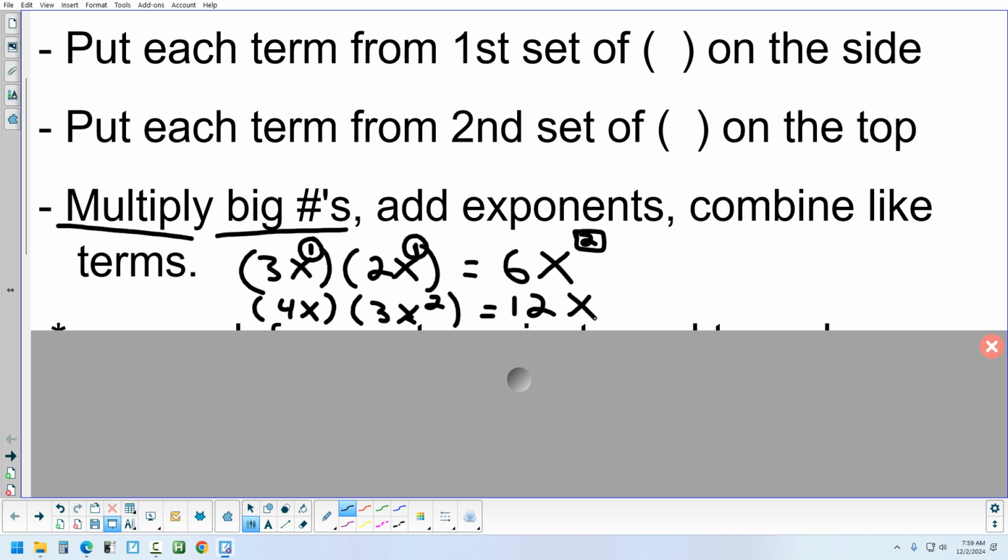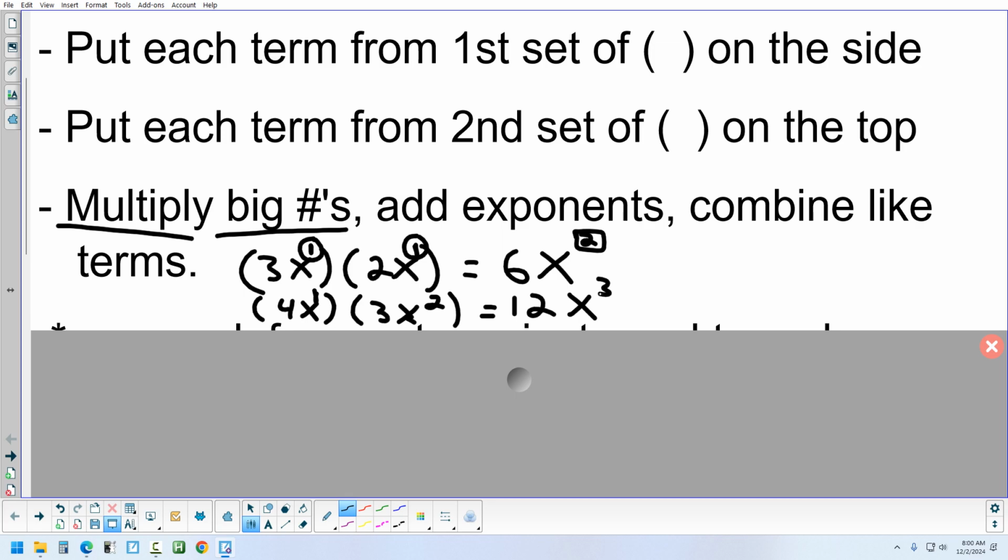All right. So Isaac, since I don't have a number on this x, what number can we put there? 1. Yeah, you can put a 1. And then if we add the exponents together, we have a 1 and a 2. That gives me a 3. So when you multiply 4x times 3x squared, you get 12x cubed. Yep.